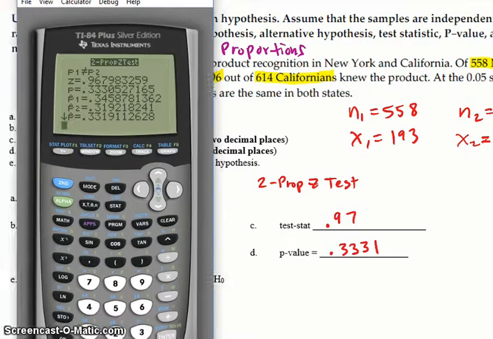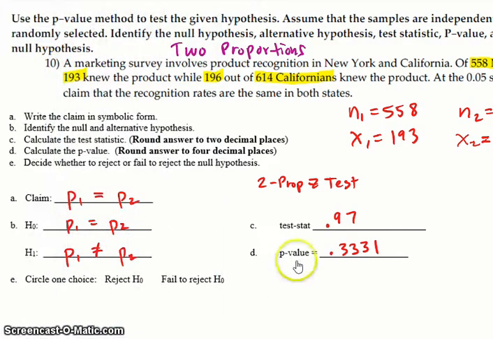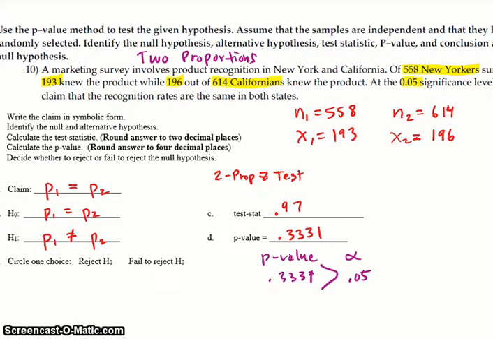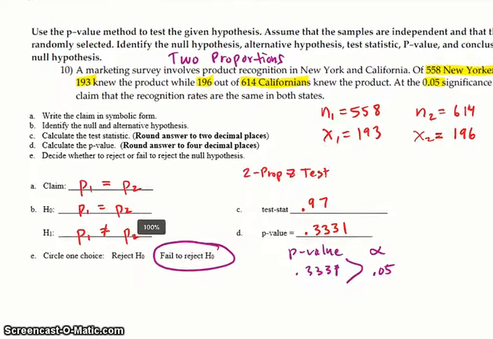Right, so last step is we're going to compare the p-value to alpha. Alpha is 0.05. So the p-value compared to alpha: p-value is greater than alpha, which means we fail to reject the null. Anytime the p-value is greater than alpha, we fail to reject the null. So don't forget to circle that.